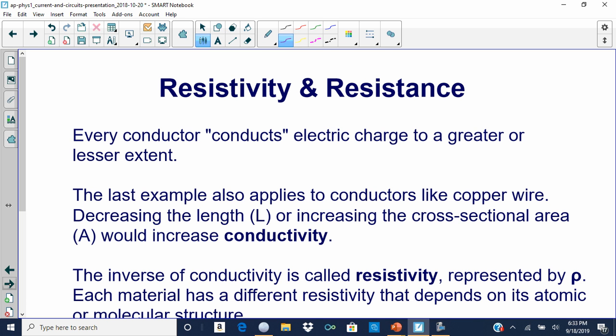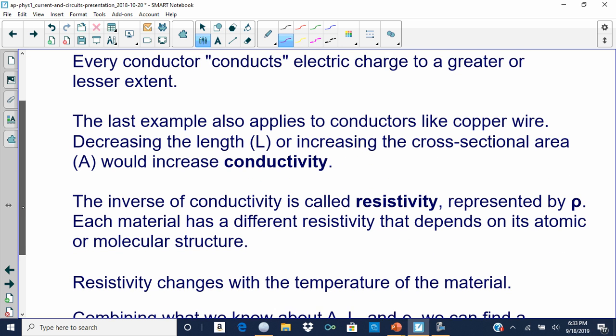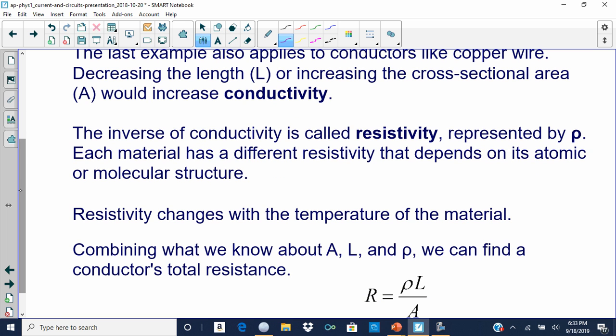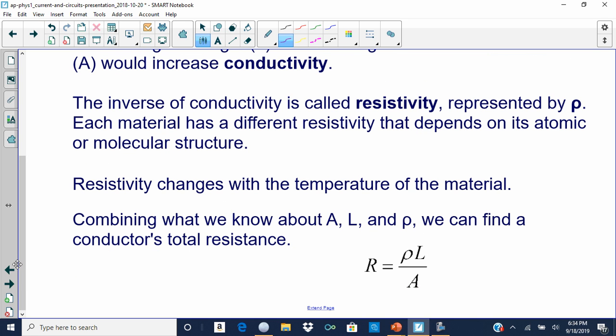So every conductor conducts electric charge to a greater or lesser extent. The last example also applies to conductors like copper wire. Decreasing the length or increasing the cross-sectional area would increase its conductivity. The inverse of conductivity is called resistivity, represented by the Greek letter rho. Each material has a different resistivity that depends on its atomic or molecular structure. Resistivity changes with the temperature of the material.